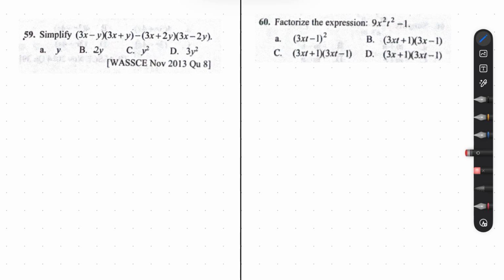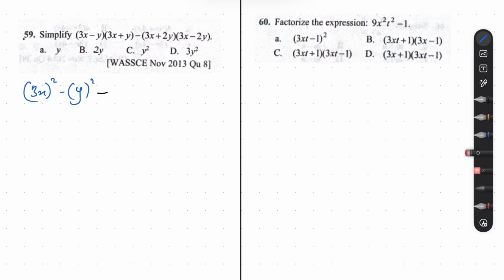So let's work it like that. So we're going to have (3x) squared minus y squared. Okay, so we are done with this first part. Now let's move on to the second part. Let's put our minus. Now this is also a difference of two squares, right? Because you have the same terms, 3x and 2y, with minus and then positive. So that's a difference of two squares.